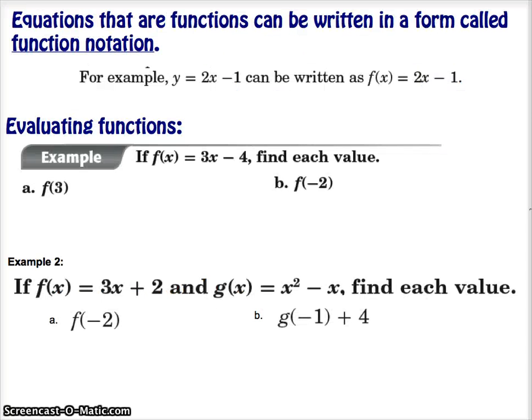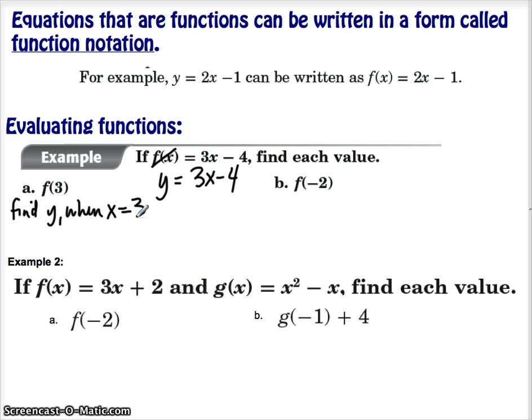Next, equations that are functions can be written in a form called function notation. For example, y equals 2x minus 1 can be written as f of x equals 2x minus 1. It is just a change in notation. Okay, it is called function notation, but basically what f of x means is y. So when they're saying if f of x equals 3x minus 4, that's the same thing as saying y equals 3x minus 4. And find each value, well, f of 3 means find y when x equals 3.